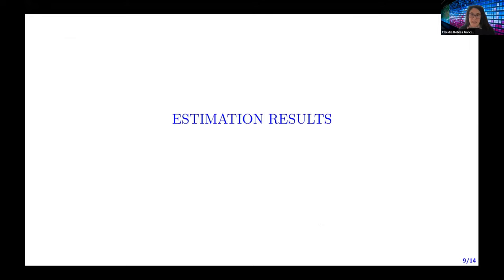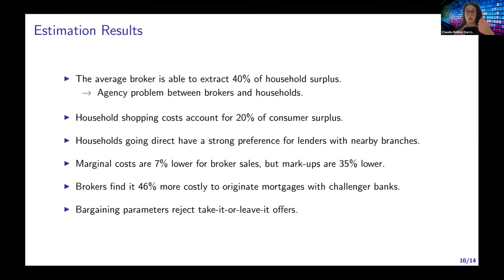The first thing that I find is that in this negotiation between the broker and the consumer, the broker is able to extract 40% of consumer surplus. So in a way, brokers are not perfectly benevolent, but brokers don't completely rip off consumers. In a way, when the broker and the consumer meet, they're going to split the surplus almost 50-50. So there is an agency problem, but it doesn't go all the way to completely ripping off the consumer. I also find that shopping costs are fairly high in these markets.